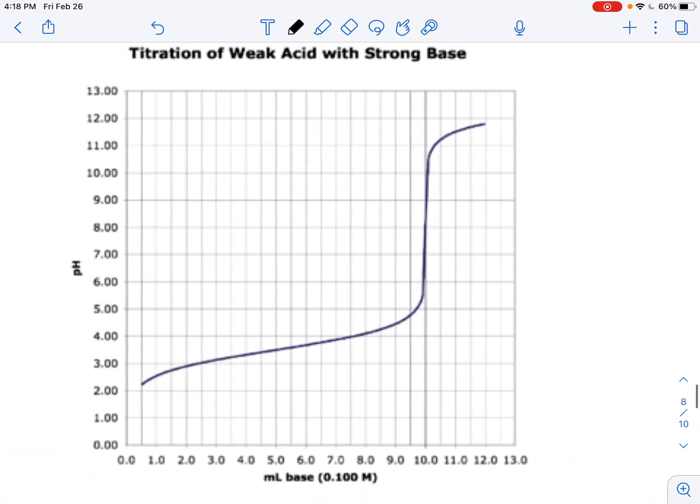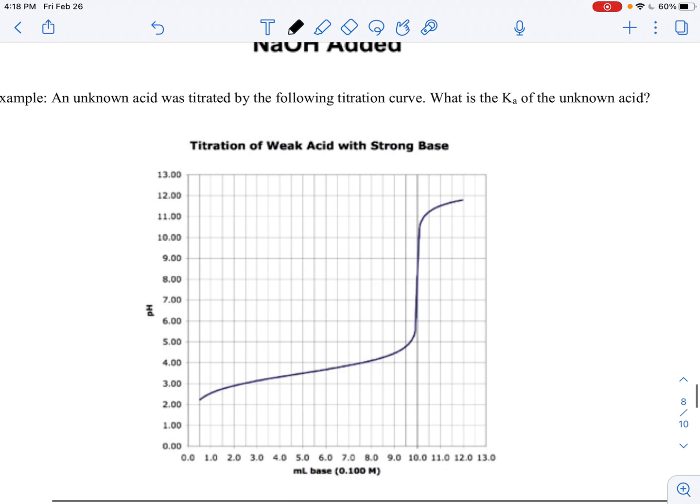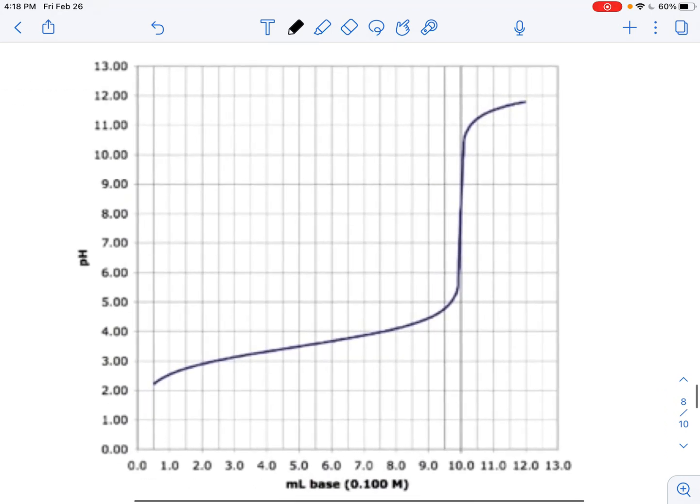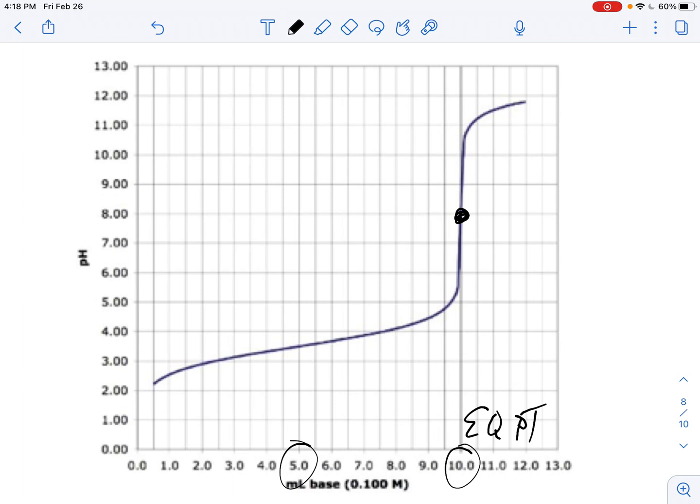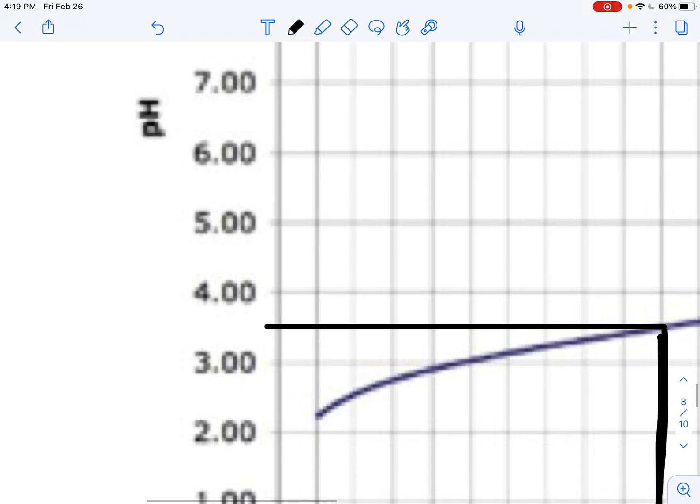So take a look at this. This is a very typical problem. This problem says, what's the Ka of this unknown acid? So it's pretty obvious that my equivalence point is here, and it occurs at 10 milliliters. So if my equivalence point is at 10, that means my midpoint is at 5. So that's the midpoint, that's halfway. So what I'm going to do is go over until I hit the line, like so, and then draw a straight line over from there. And that looks to be at around right at 3.5 or so.